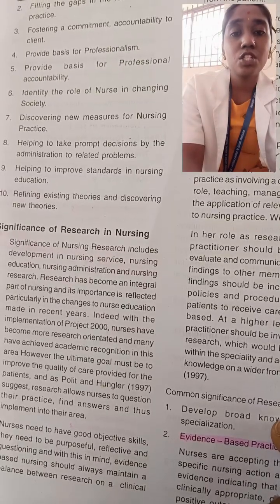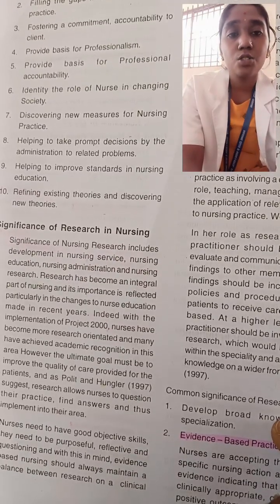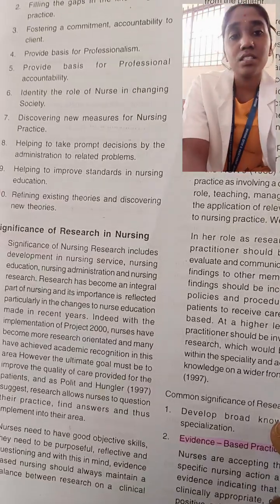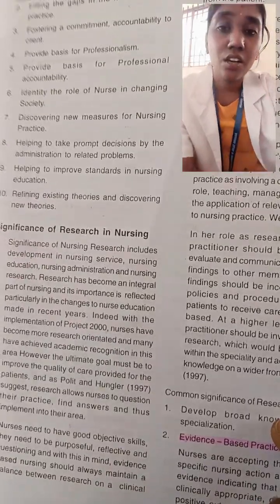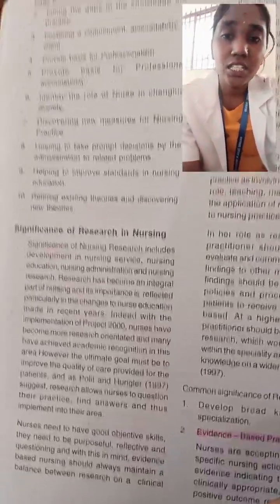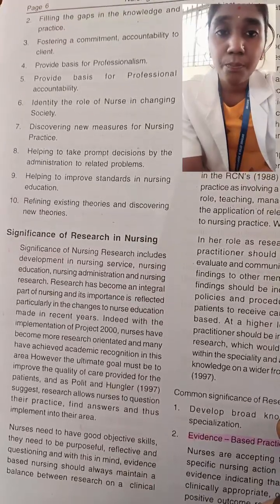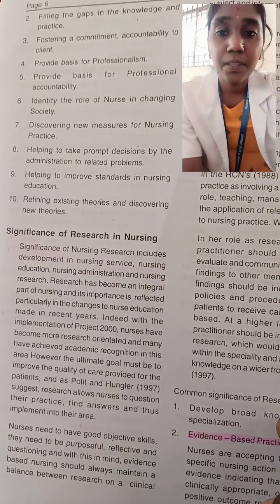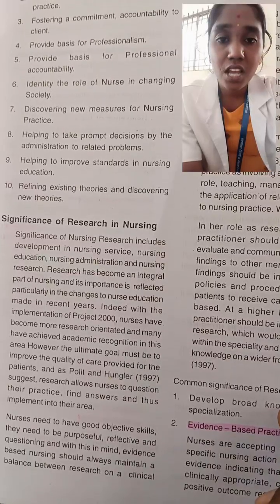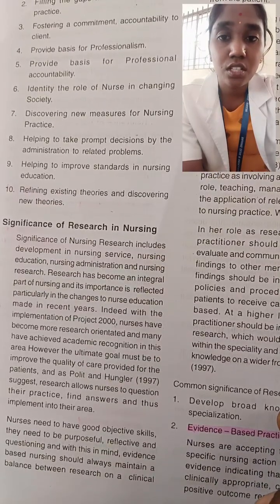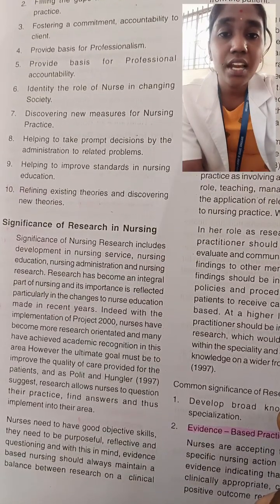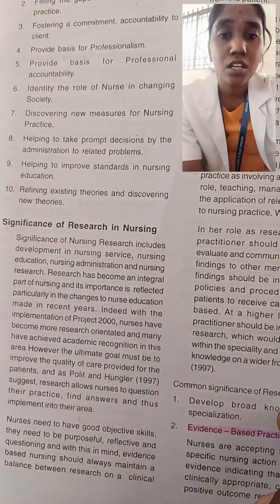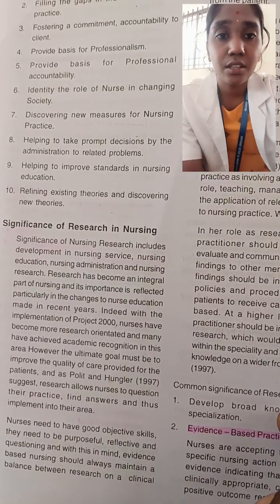Introducing new measures for nursing practice, and helping to take prompt decision making capacity by administration to related problems. There should be enough decision making capacity. Nurses should be able to take the decision according to the problems, and helping to improve standards in nursing education. We should improve the standards.